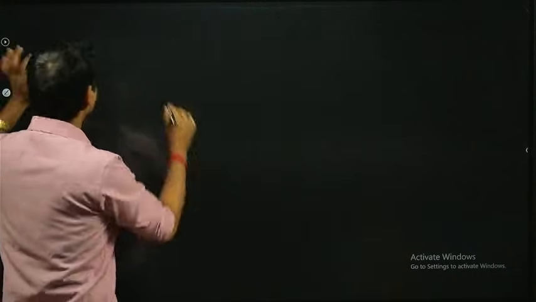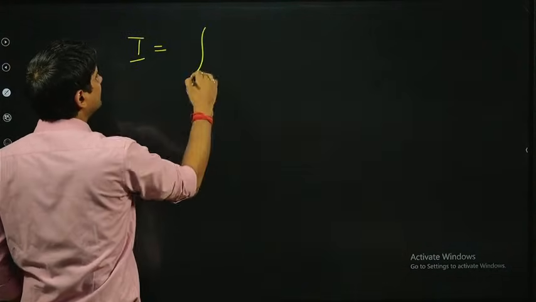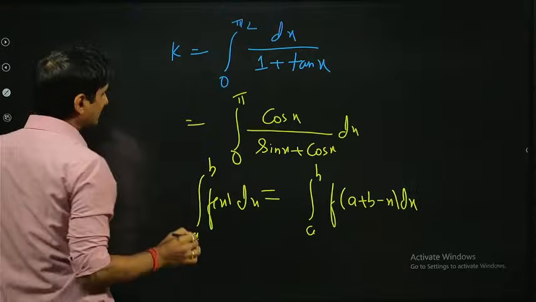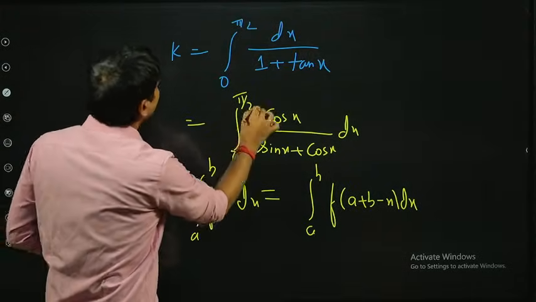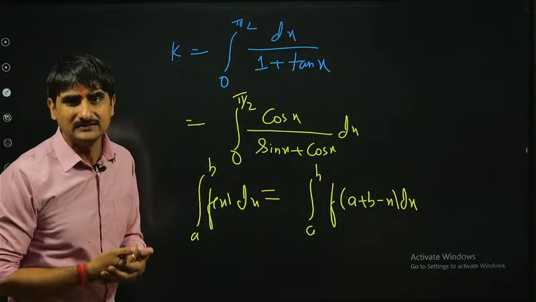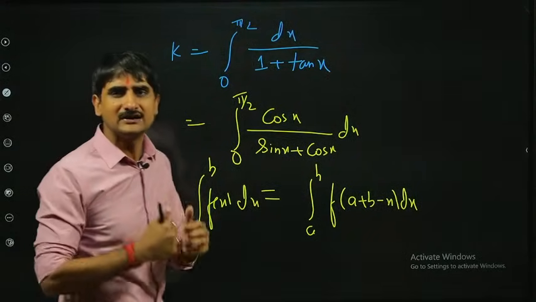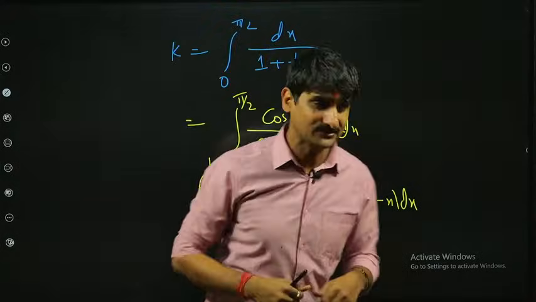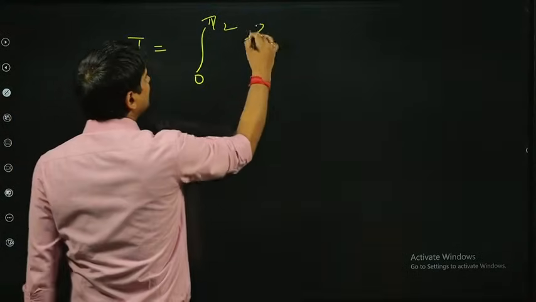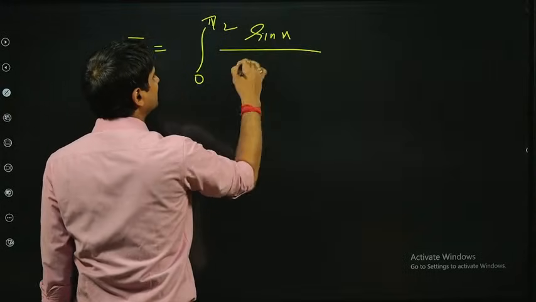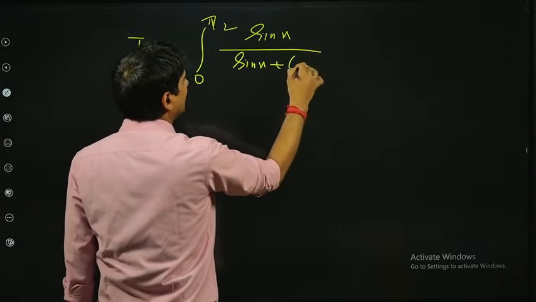So using this, we get I equal to the integral from 0 to pi by 2. Of course the cos will get converted to sine x here. Why? Because x has to be replaced by pi by 2 minus x. So it's simply sine x upon sine x plus cos x, dx.